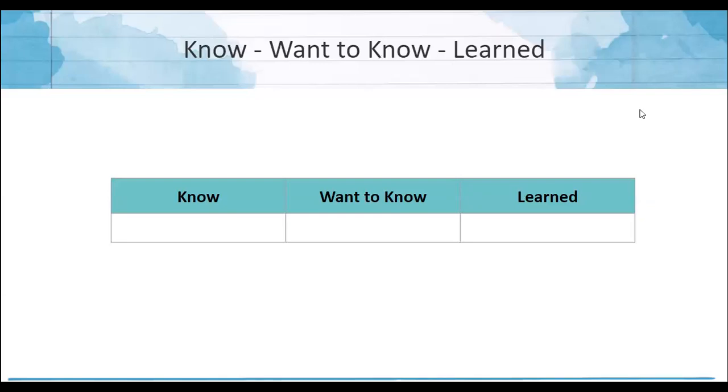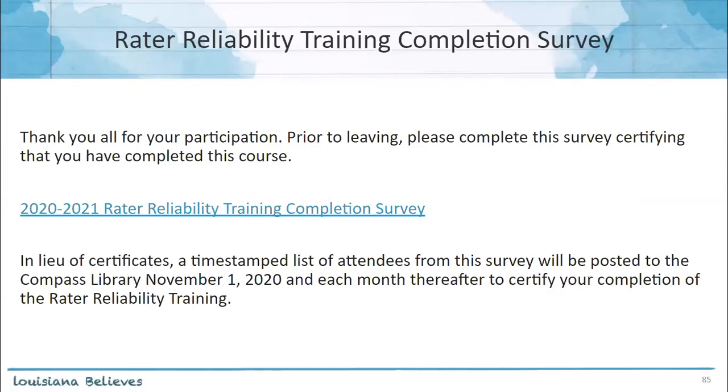So as we come to the conclusion of the 2020-2021 Rater Reliability Training, go back to your KWL chart from the beginning. We hope we've been able to answer your questions, and if not, please reach out to us at your convenience. Also, we need to make sure that you fill out the survey linked in the companion Rater Reliability PDF, which will serve as your certificate of completion, and a reminder that this training is required per policy prior to any summative evaluations. We'll update the completion records of this survey monthly in the Compass library. So this update will be posted in lieu of the certificates that were sent out in years past.